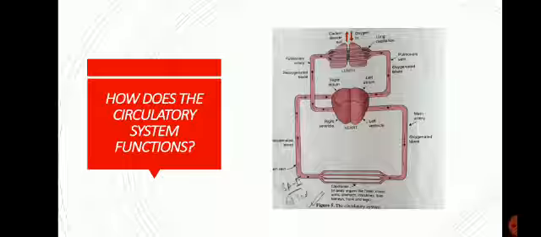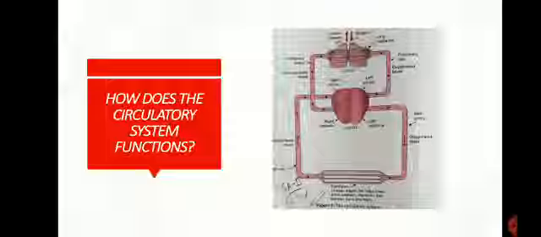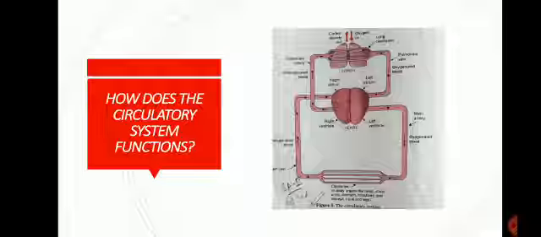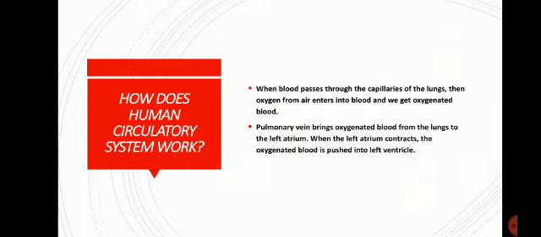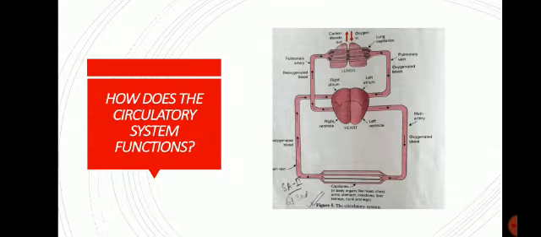When the blood passes through the capillaries of the lungs, oxygen from the air enters into the blood and we get oxygenated blood. Here you can see the oxygen getting in via the lung capillaries, the blood is getting oxygenated and it is entering the pulmonary vein, right? Now this pulmonary vein brings the oxygenated blood from the lungs into the left atrium. Here you can see the oxygenated blood coming towards the left atrium.